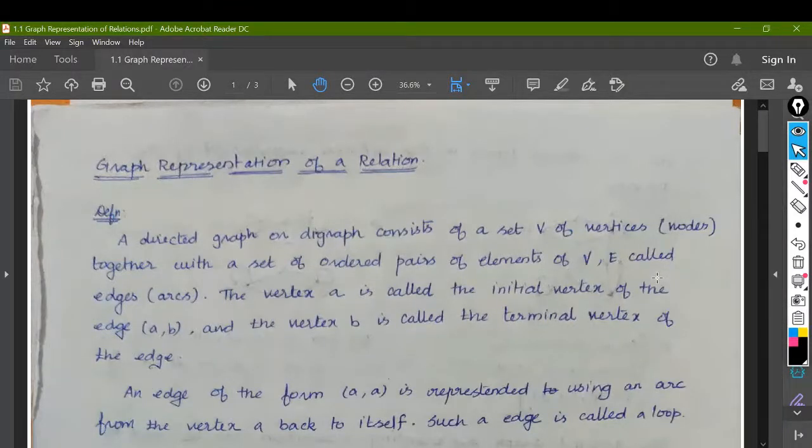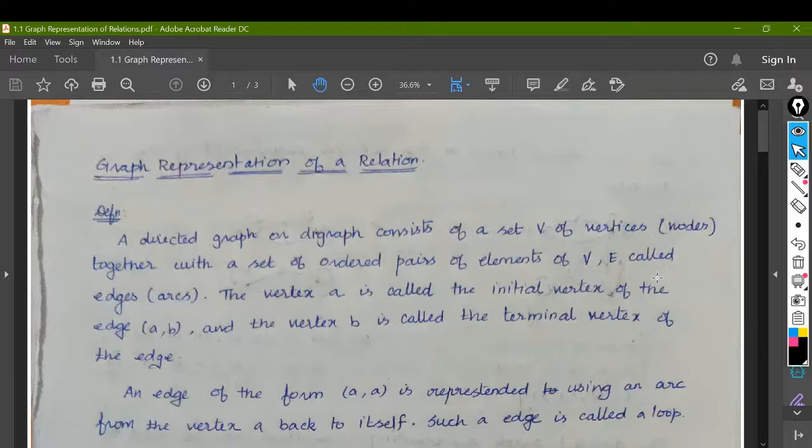Hello students, in this video we are going to learn how to represent a relation by means of a graph. Already we have discussed how to represent a relation by means of a matrix and how to study the properties of the relation by means of a matrix. In a similar way, in this video we are going to discuss how to represent a relation by means of a graph and also how to discuss the properties of the relation by means of a graph. So let us get into the topic.